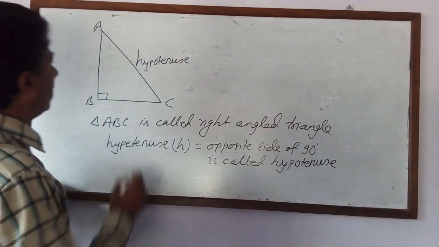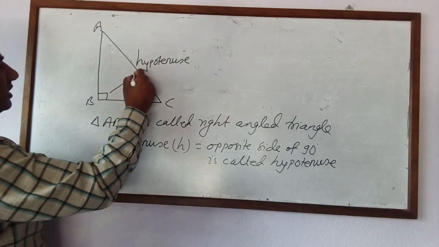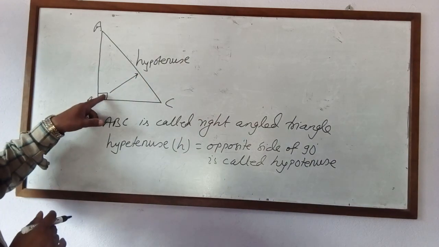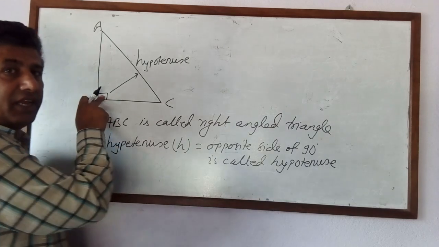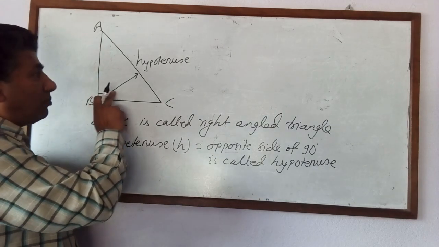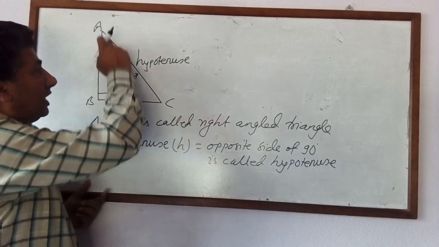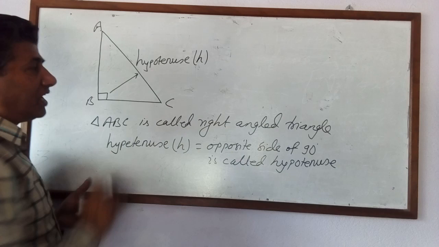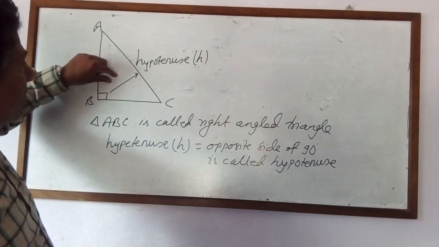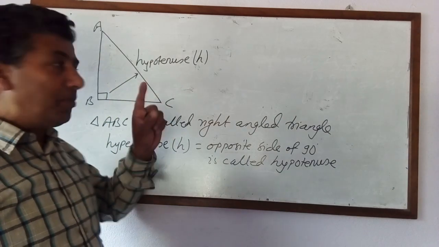Now in this triangle, this is 90 degree. I haven't written it, you have to understand this is the sign of 90 degree, and this 90 degree, its opposite side is this one, AC. This AC is called hypotenuse. In any right angle triangle, opposite side of 90 degree is called hypotenuse.